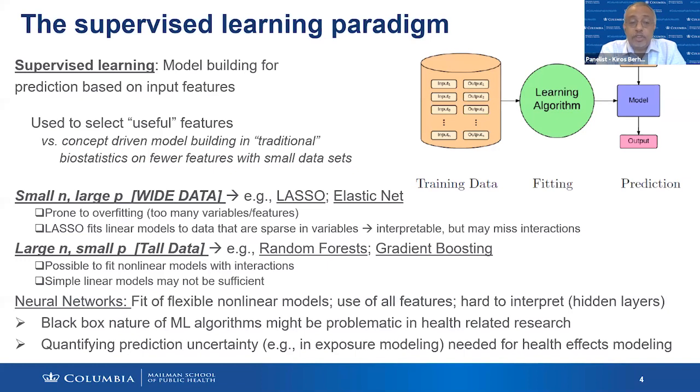They have too many variables, too many features. For instance, lasso fits linear models that are sparse in variables. So they give interpretable results, but may miss interactions. And when we have data structures that have very large sample size, but a relatively smaller p, though still big compared to the traditional sense, which we call tall data, then we have a different set of models that allow us to fit nonlinear models with interactions, where simple linear models in this case may not be sufficient.